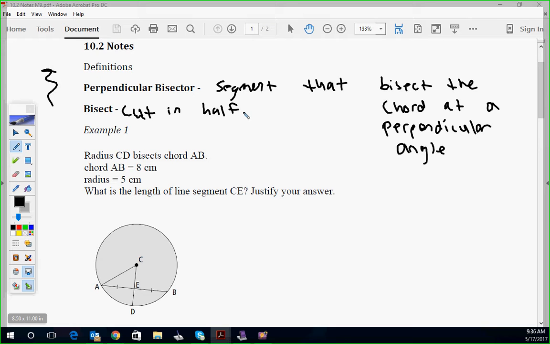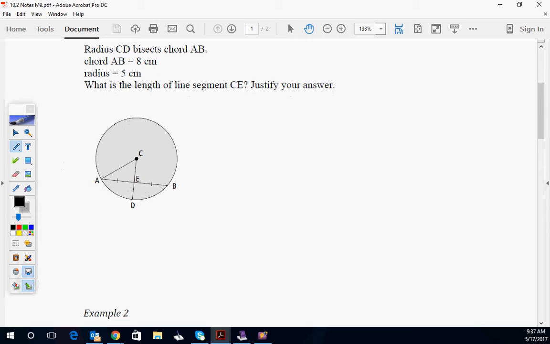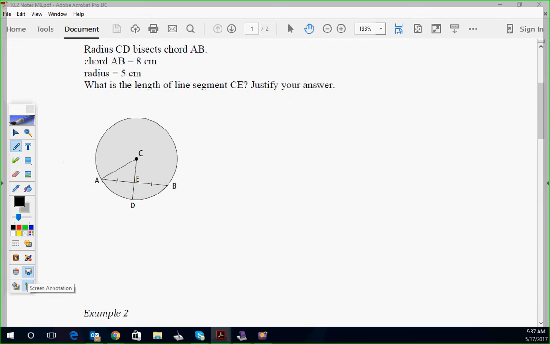All right, so let's do this example here. We have 3 examples. Radius CD bisects the chord AB, so it tells you the information. These ticks mean those are equivalent. So if AB is 8, then each of these are 4. Are we okay with that? Okay. Radius is 5. So AC is 5 then. That's a radius. What is CE? We're trying to find this.